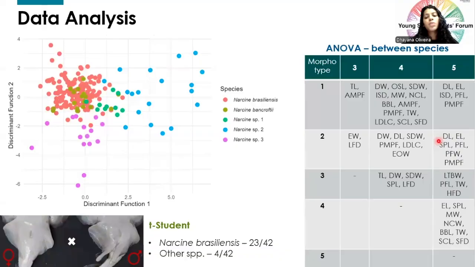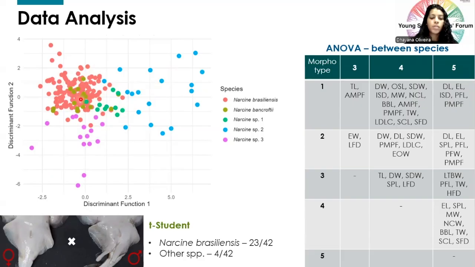And with the morphometric measurements, we performed statistical analysis to evaluate the variation between and within the primarily defined morphotypes. In the discriminant analysis, we can see the completely overlapped Narcine brasiliensis and Narcine bancroftii grouping, and a clear separation between this grouping and the other species, with Narcine species 1 in the middle of them, a little closer to the grouping of Narcine brasiliensis and Narcine bancroftii.